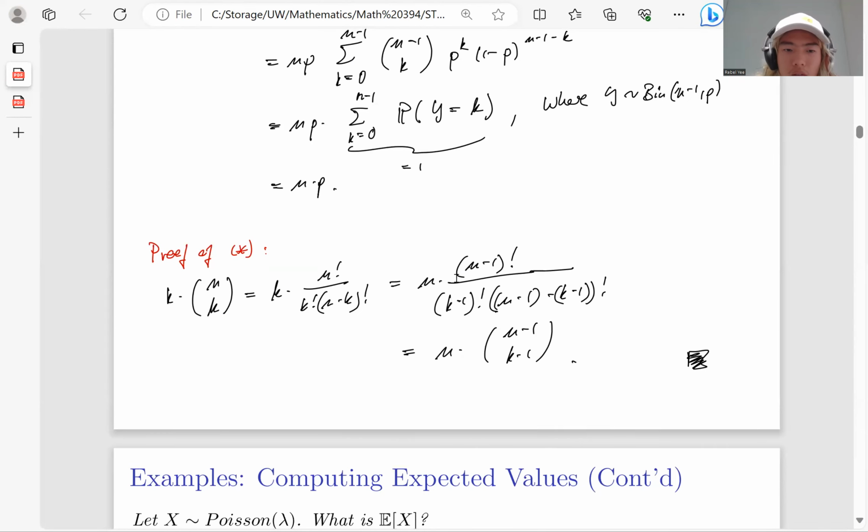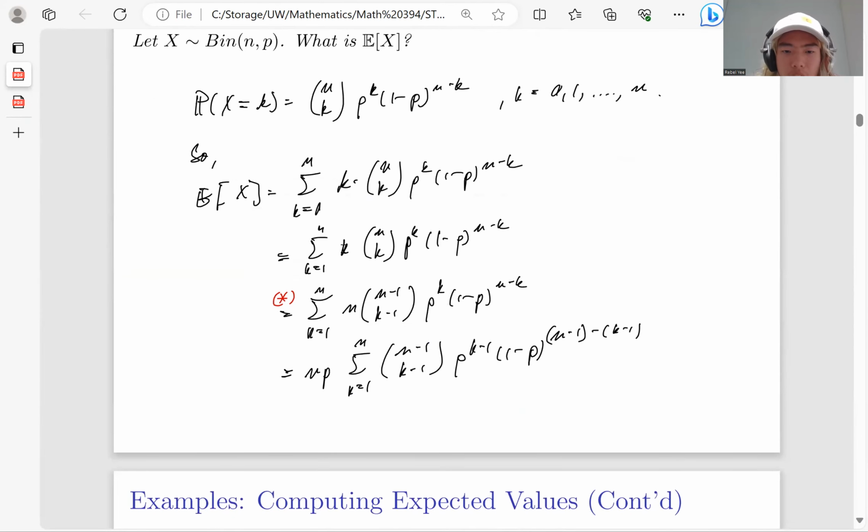And now we are converting this combination to another combination. For this term, we can move something out, because n and p don't contain the k term, so we move n times p out. Inside that term is n minus 1, k minus 1. And because we moved one p out, it only has p to the power of k minus 1, times 1 minus p to the power of n minus 1 minus k minus 1, because if we subtract 1 from both of the terms, it doesn't affect the result.